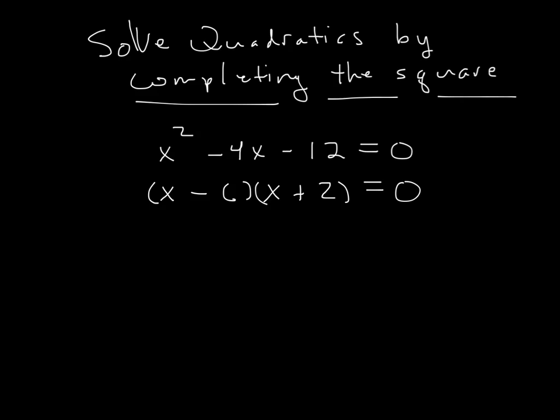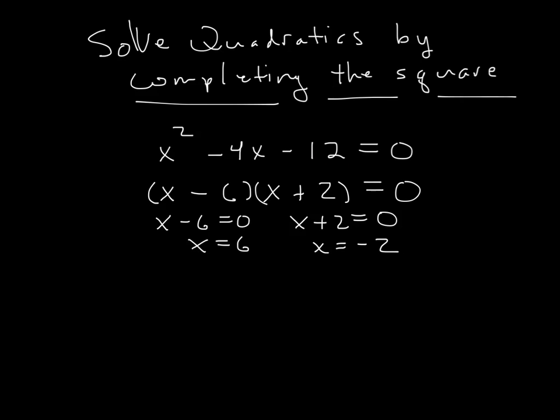That should be becoming old news to you. And then we set each of those individually equal to 0 and solve. And the answers are x equals 6, x equals negative 2. So there's method number one. That method is great, except the problem with it is, see where I'm highlighting this 12 right here, what if I put a 13 there instead? All of a sudden we won't be able to do this problem that way.